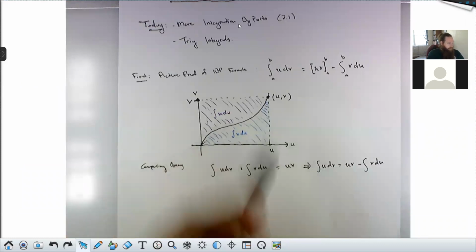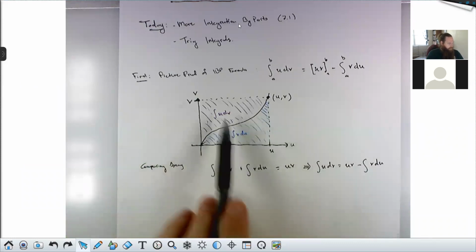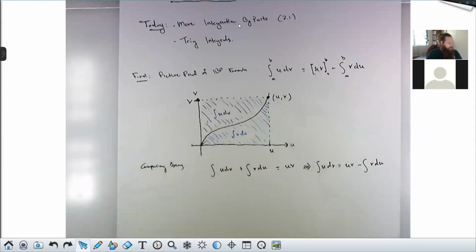But that's really the picture proof, right? This is it. This is the integral of u dv, this is the integral of v du, and together they give you u times v.